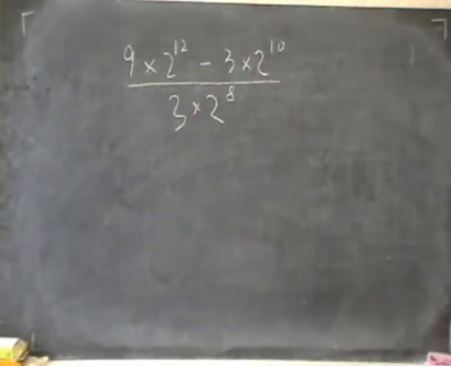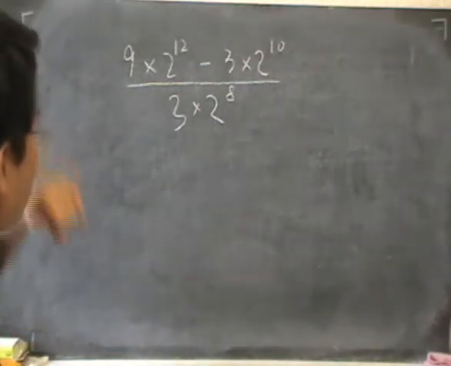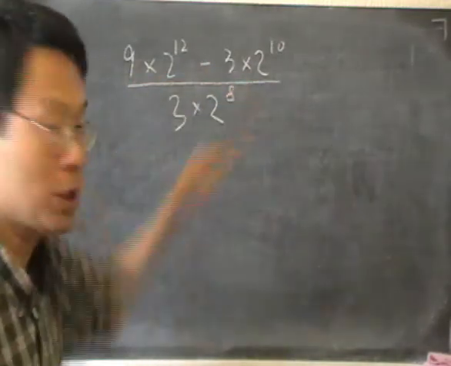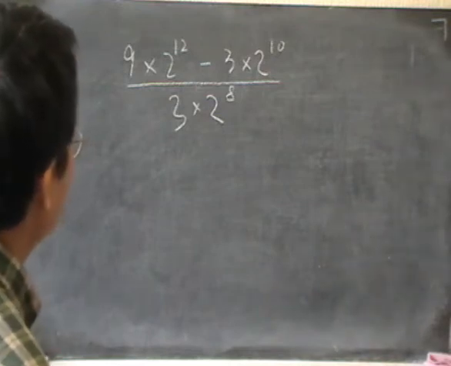Let's look at this sum. We need to calculate this expression. So we have lots of times and powers and minus and fractions. So everything is here. So what must we do?